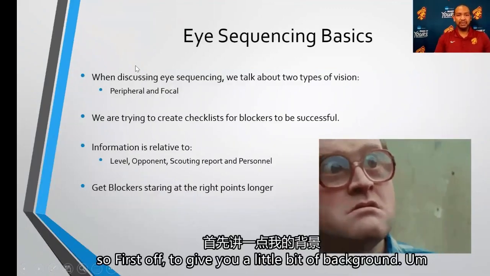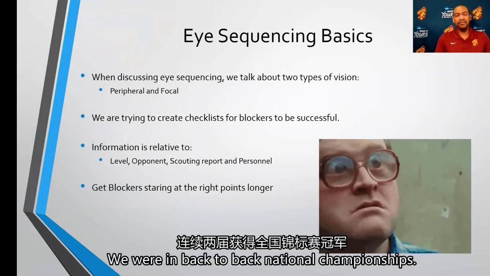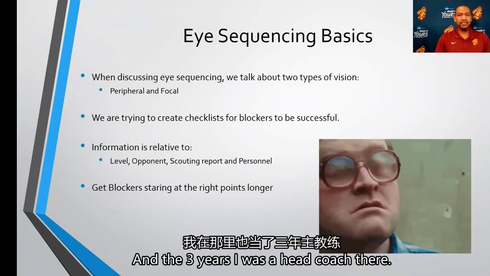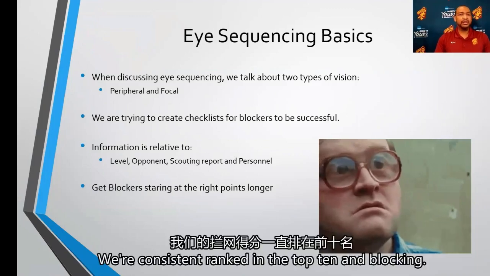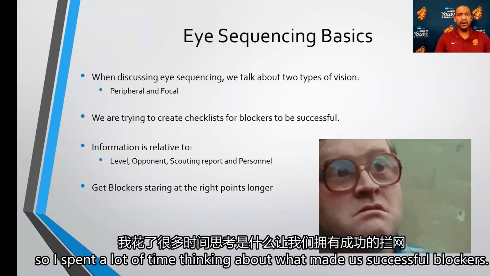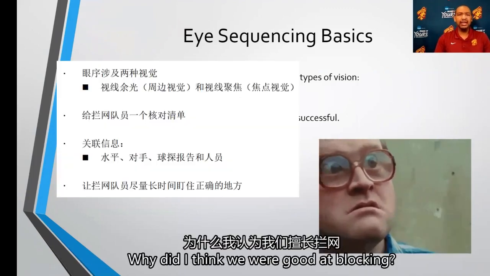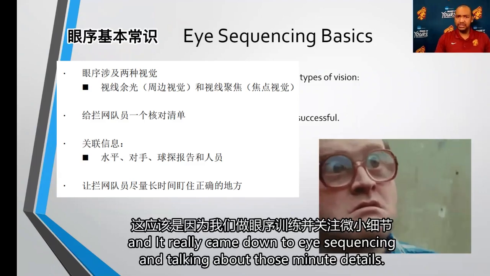So first off, to give you a little bit of background, I'm coming from an NAIA institution. We were in back-to-back national championships, and in the 3 years I was a head coach there, we were consistently ranked in the top 10 in blocking. So I spent a lot of time thinking about what made us successful blockers. Why did I think we were good at blocking? And it really came down to eye sequencing and talking about those minute details.